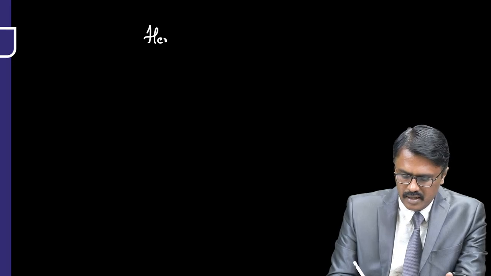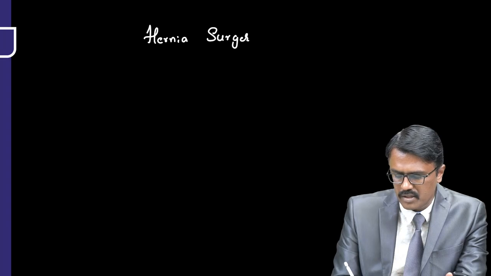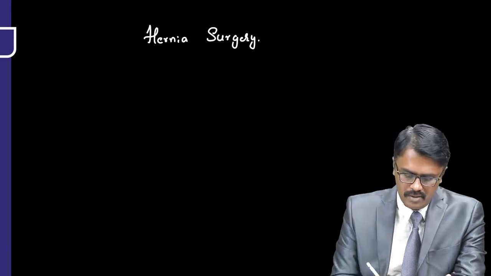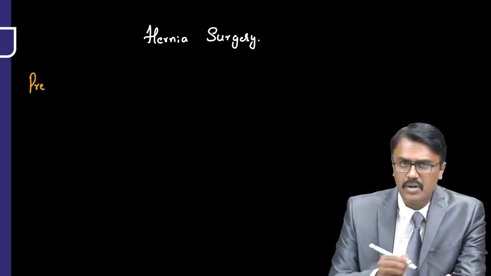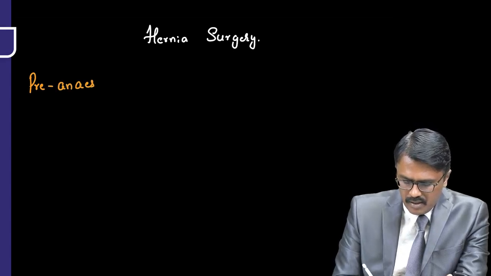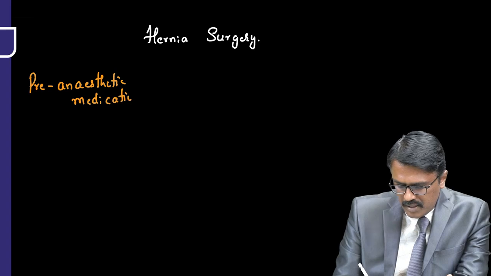Now, to understand general anesthesia, let us take a patient who has to undergo a surgery, a hernia surgery. So the patient has to be posted for hernia surgery. Then what will the anesthetist do? First of all, before giving anesthesia, we give certain medications called pre-anesthetic medications. Now, why should we give pre-anesthetic medications?